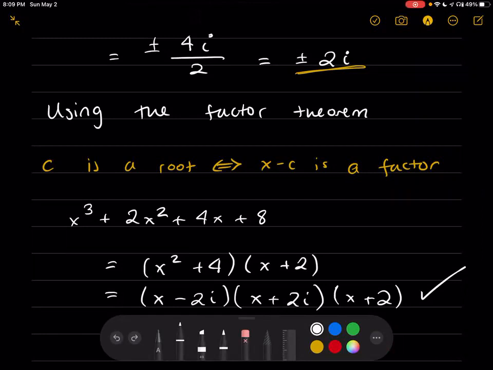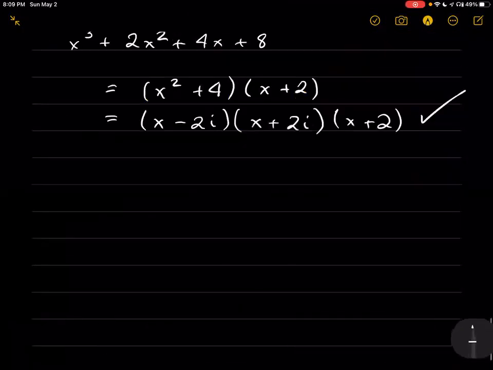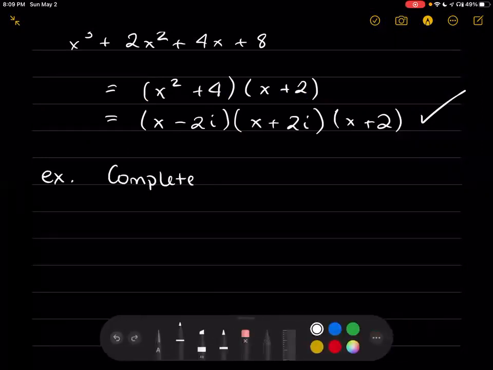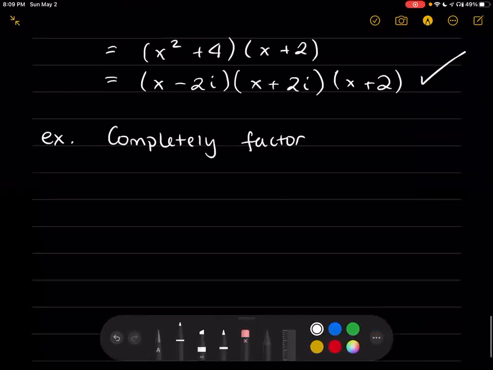All right, let's look at maybe a slightly more complicated example. Let's completely factor. It'd help if I could spell. Let's do x to the 4th minus 2x cubed plus 3x squared minus 6x. Okay.